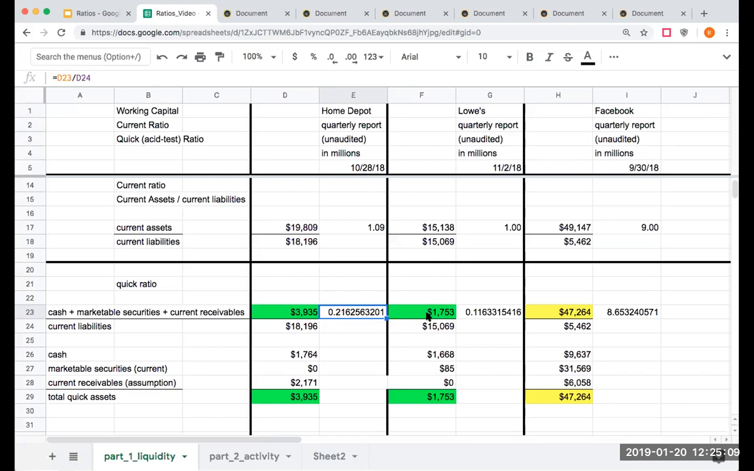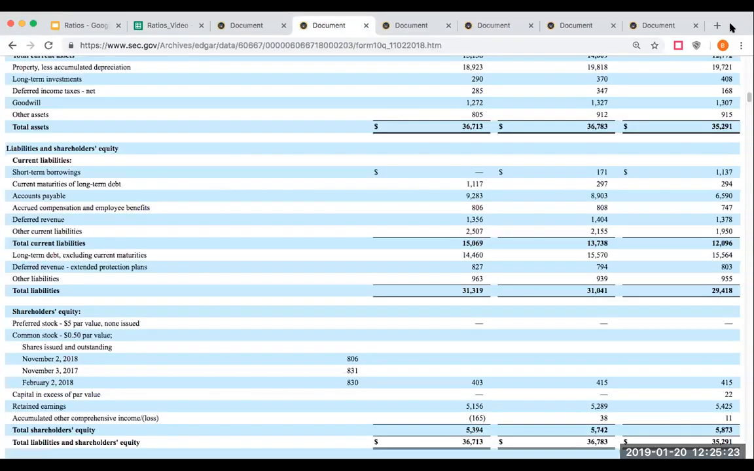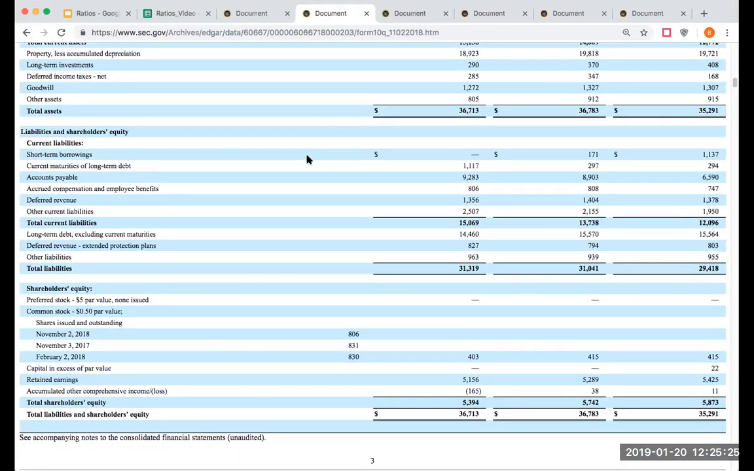So I go now to Lowe's, and Lowe's right here had cash of $1.6 billion and marketable securities of $85 million, and so their total quick assets are listed here as about $1.7 billion. Notice I'm excluding other assets. I'm just assuming that nothing's really there.